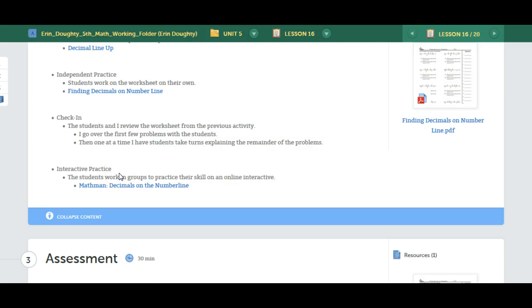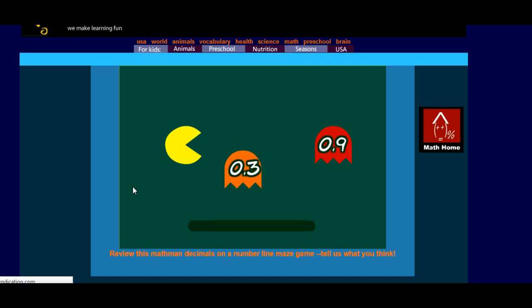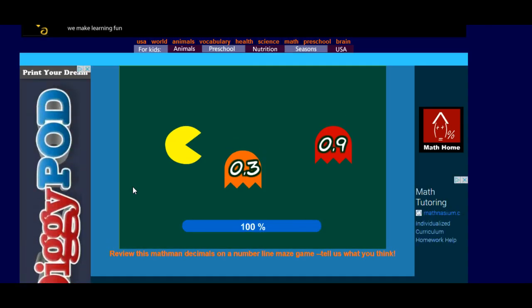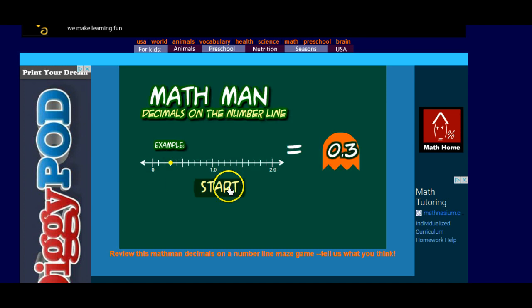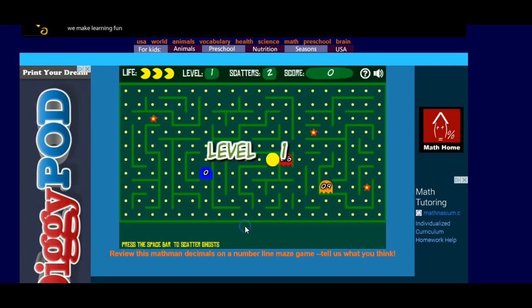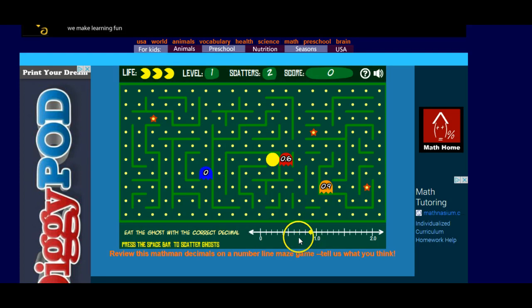Last day, the quick interactive that I found for the students was called Mathman, which was decimals on a number line. It's kind of like a Pac-Man version where the students have to find which ghost has this number on it. So they'd be looking for the 0.9 ghost, and they'd have to go along and capture that ghost and not the other ones.